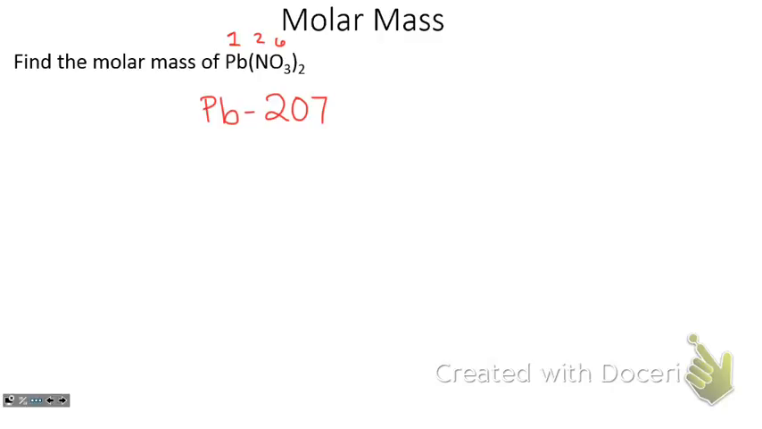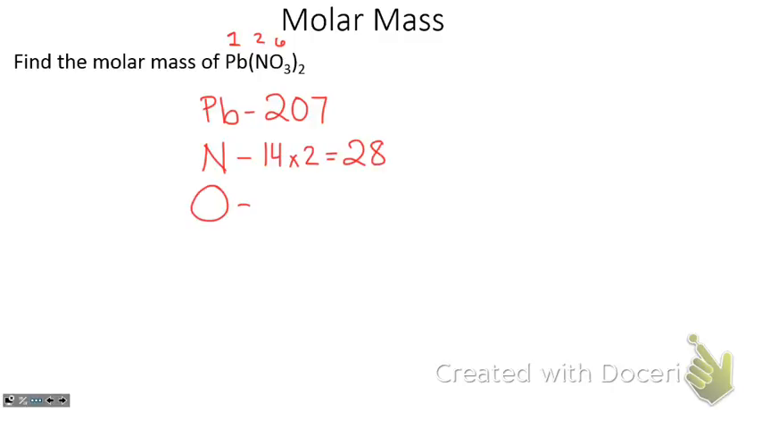and I'm going to add up 1 lead, which we just looked at, which was 207. When I get to nitrogen, the molar mass off the periodic table is 14, but instead of just putting 14, I'm going to multiply it by 2. Why? Because I'm using 2 in my formula when I distribute this subscript of 2 hanging off of the end there. So instead of 14, I'm actually going to add up 28.